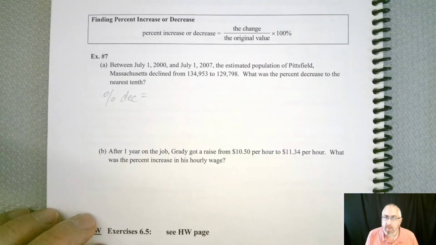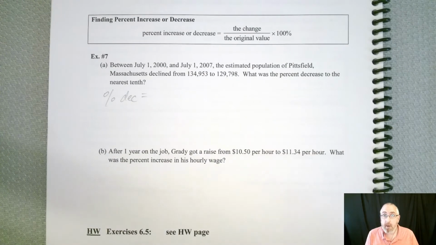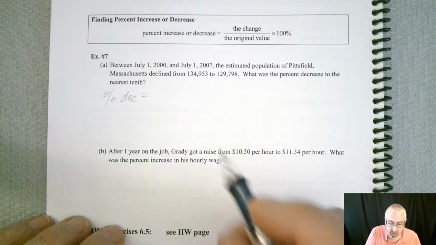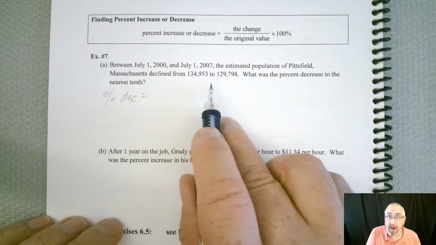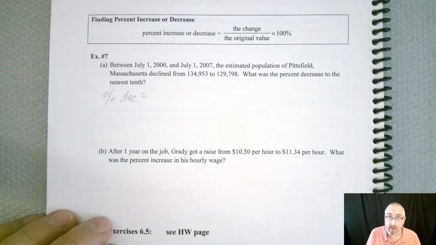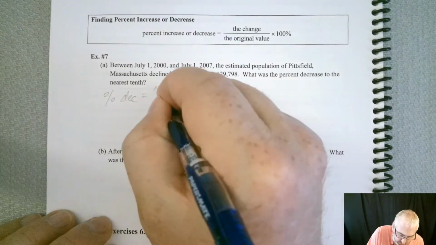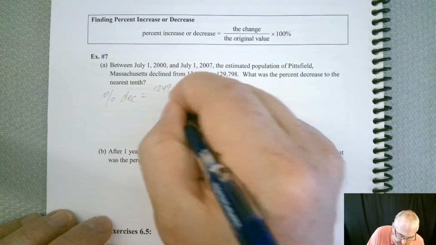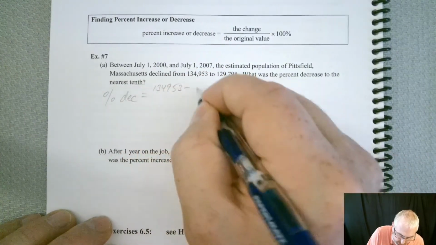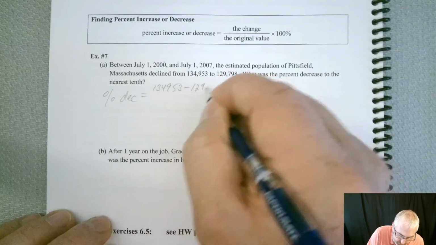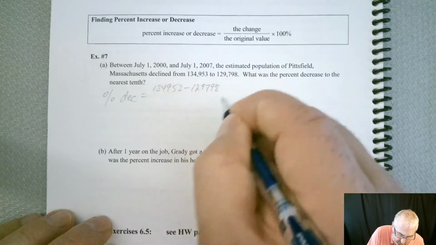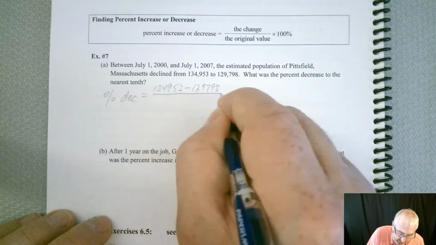So what do they mean by change? Well, how much did it actually drop? That's what they want to know in this case. So if we want to find out how much it dropped by, we have to do what operation? We have to subtract. That's correct. So 134,953 minus 129,798. Okay, we'll do that in a second.